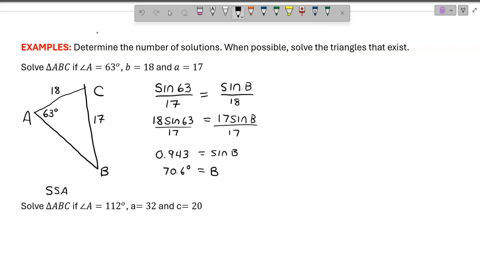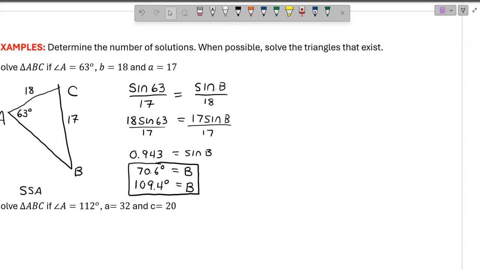Quadrant 1 and quadrant 2. So the quadrant 2 answer is going to be an angle that is located between 90 and 180 and is 70.6 degrees away from 180, aka the reference angle. And so when I do that, we actually get an answer of 109.4 also. This is telling me that angle B could be either 70.6 or 109.4.